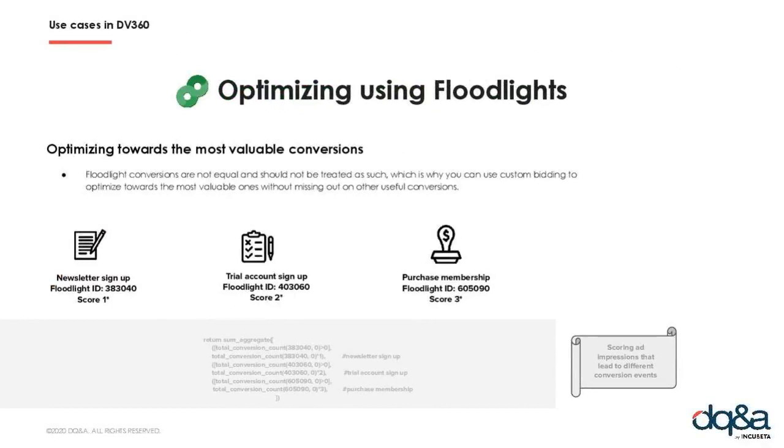So the first use case. I mentioned just now that when you're looking into weighted conversions, all conversions shouldn't be treated equally. So what you can do now is apply a score that is relevant for you. In this example, a newsletter sign up is still a relevant conversion, but it's less relevant than a purchase, so we're giving it a score of 1. Signing up for a trial account, we're giving a score of 2. And as we are moving towards the end goal, we are also increasing the score that we're applying here.